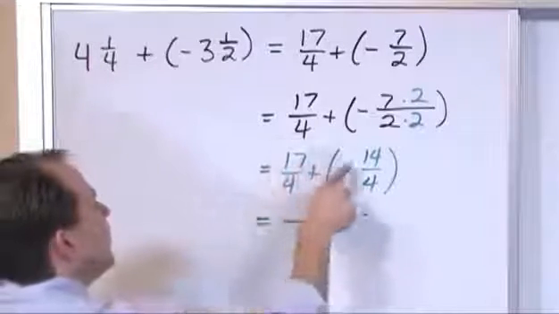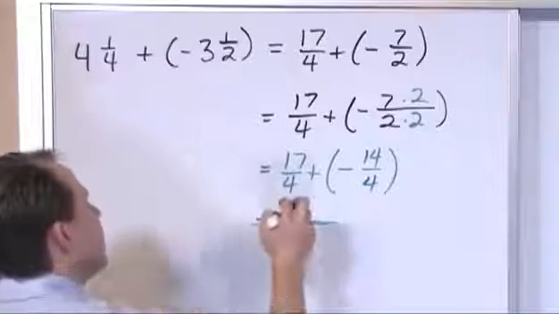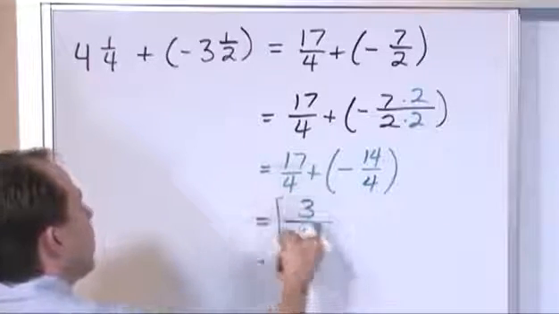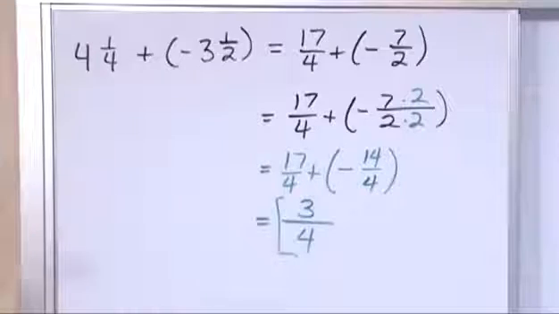What is 17 plus a negative 14? That's going to give me a positive 3. And that's already simplified. So 3/4 is your answer.